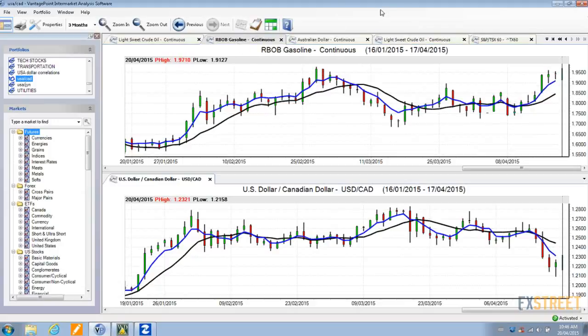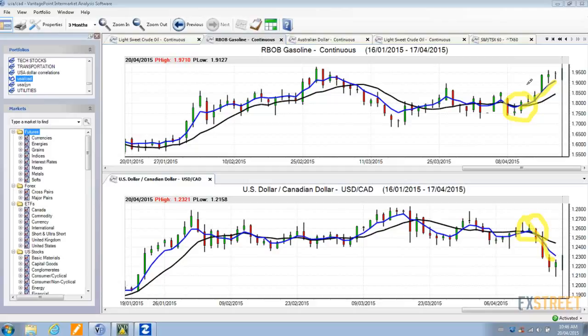So again, these pairs are so intercorrelated. They're based around the U.S. dollar. They're based around oil. They're based around commodities. So when RBOB gasoline, virtually zero lag, when gasoline prices start shooting up, the U.S. CAD starts going down, which means the U.S. dollar weakens and the CAD strengthens.